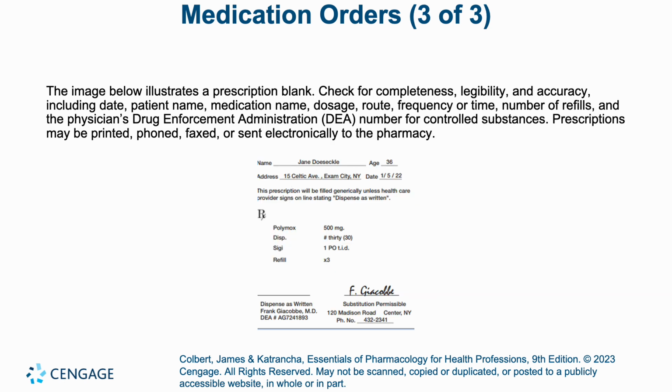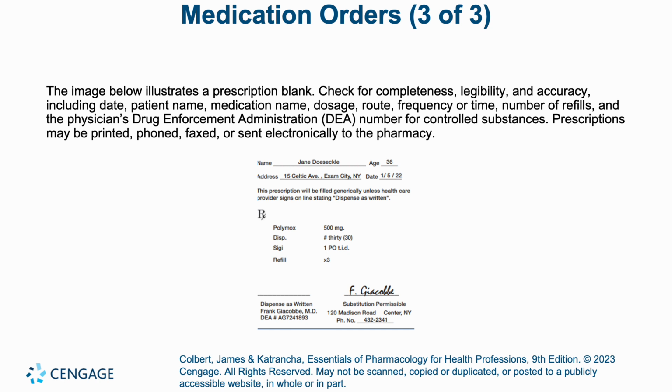On this slide, there is an image illustrating a prescription blank, so if this was on a notepad or being written up, we want to check this for completeness, legibility, and accuracy, including the date, patient's name, medication name, dosage, route, frequency, number of refills, and the DEA number for controlled substances. Prescriptions may be printed, phoned, faxed, or sent electronically to the pharmacy.